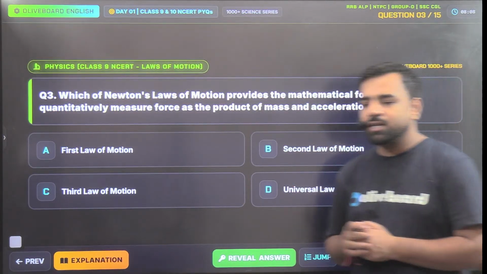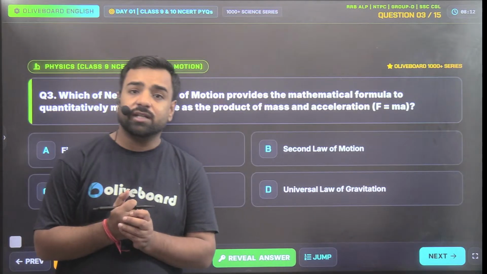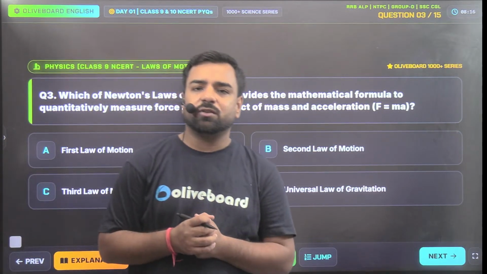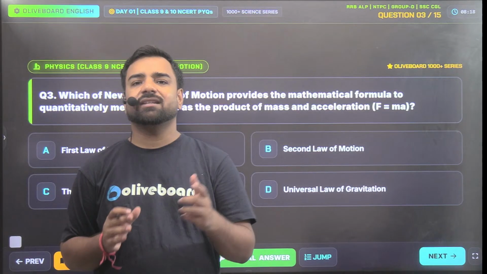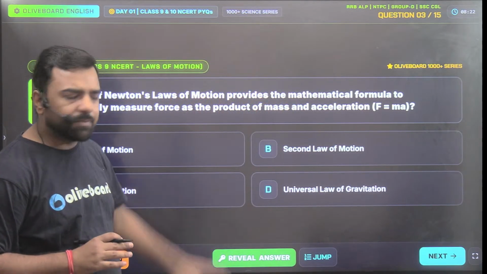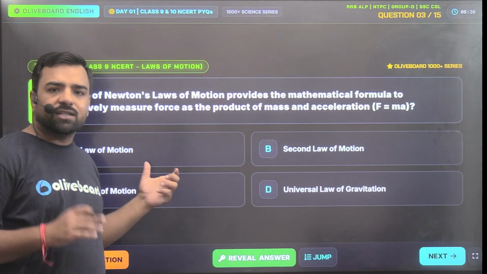Is it the first law? So the first law states that if a body is in a state of motion, it continues to be in a state of motion. If a body is in a state of rest, it continues to be in a state of rest until and unless an external force is applied on it, right? So this part, guys, is linked with the law of inertia, so it has no relation with that formula.